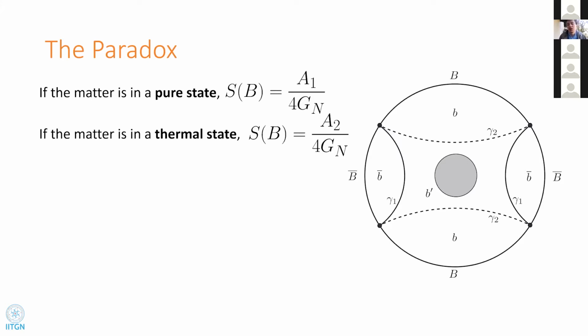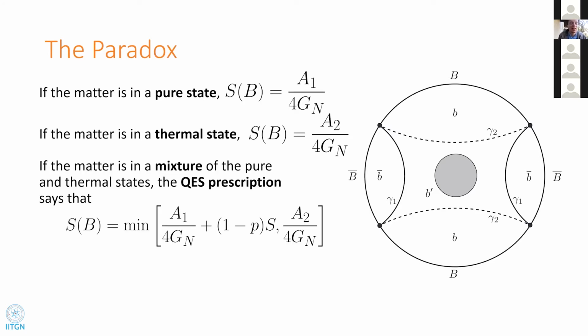The second state we're going to consider is just going to be a thermal state. Now the generalized entropy of this surface gamma 1 is area 1 plus this extra entropy S, which we've constructed so that it's bigger than the area of the dashed line, area 2. So now that becomes the minimal quantum extremal surface, and the entropy of the boundary region big B is area 2 over 4G Newton.